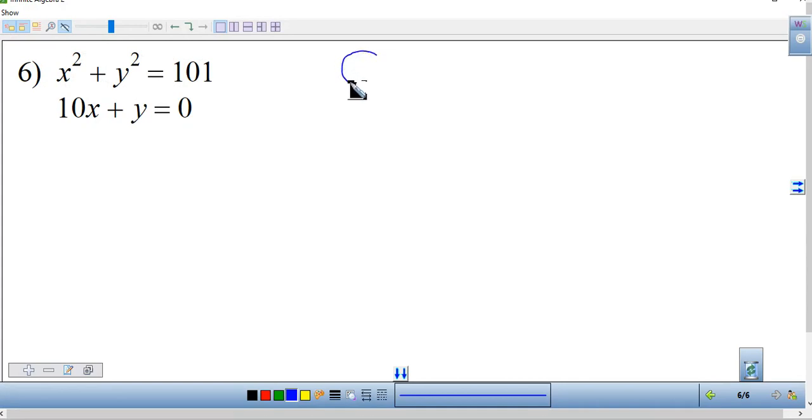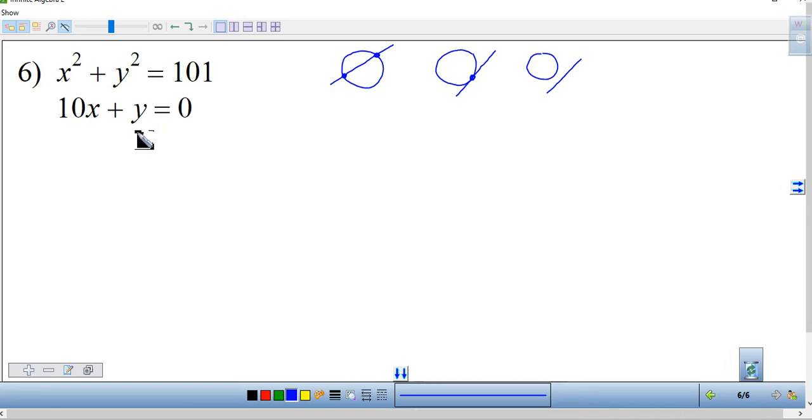If I have a circle and a line, the line could cross the circle twice, creating two answers. It's also possible that the line could run next to the circle and only touch in one location. And it is possible that the line doesn't cross at all. So I could have two solutions, one solution, or no solutions.